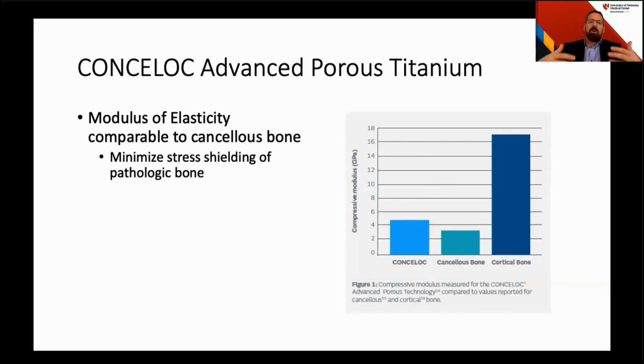And I think the real benefit is in these patients who already have diseased host bone. They really have pathologic bone. This helps to minimize that stress shielding. If you have a really, really stiff construct, that can lead to stress shielding and greater bone loss in an already challenging situation over time.